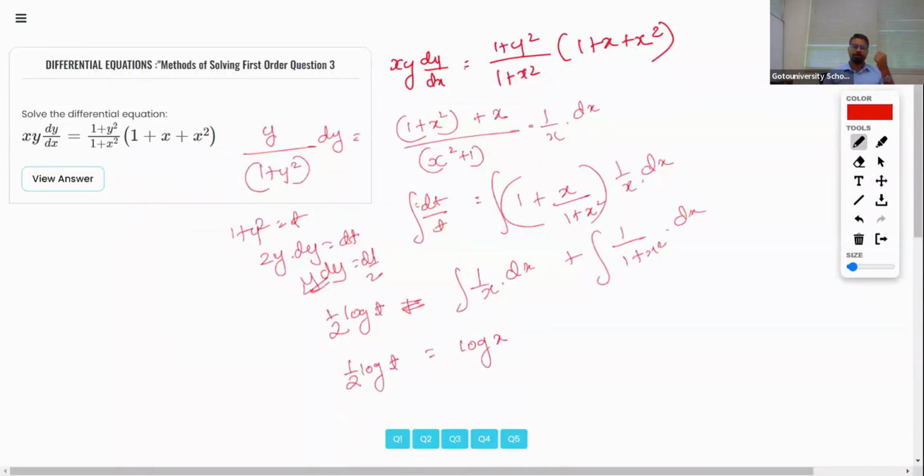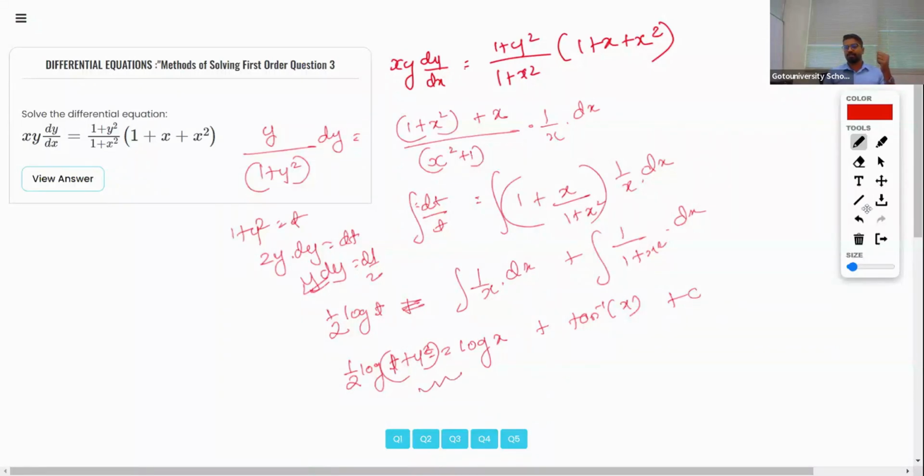t can be replaced by what now? 1 plus y square, remember, yes. Is equal to plus tan inverse of x, am I right? Plus c. The c, maybe we can keep it in log if you want. So somehow this is the answer.